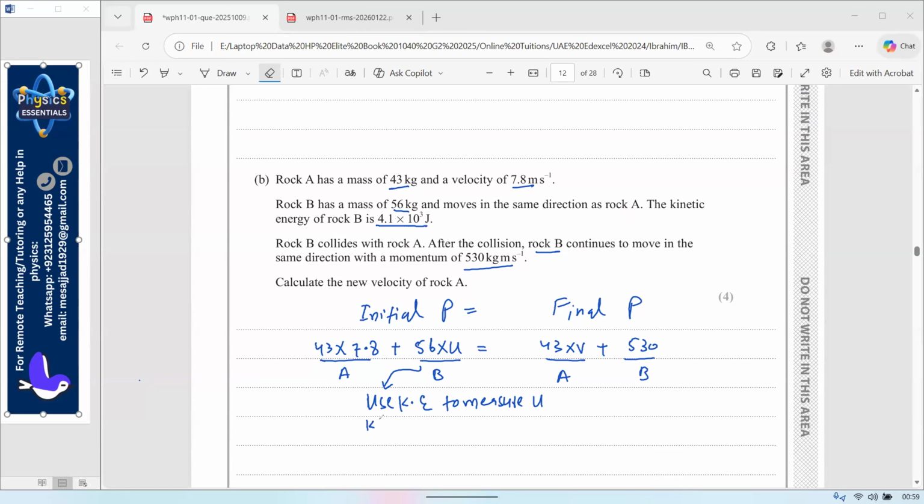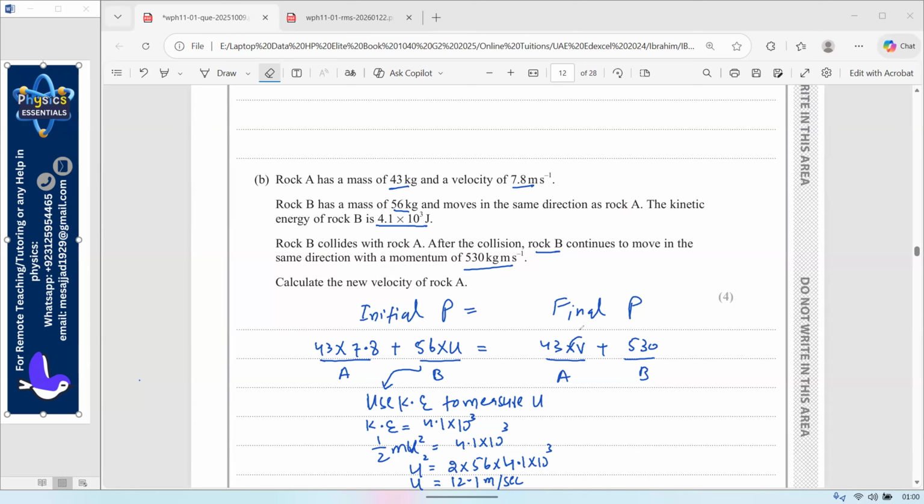So from here, you know that the kinetic energy for B is given as 4.1 into 10 raised to the power 3. So you will just write half mv square, rather, you write U square, equals 4.1 into 10 raised to the power 3. So from here, U square will be 2 times 4.1 into 10 raised to the power 3 divided by the mass of the second object, which is 56. And from here, the initial speed value for B is 12.1 meter per second.